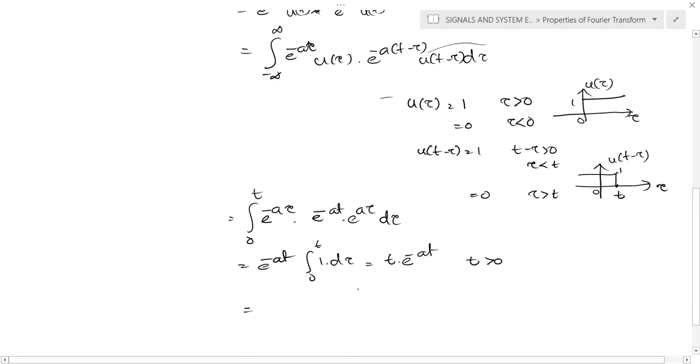You can write t into e raised to minus at, or since the signal is a causal signal which exists for t greater than 0, you can write t e raised to minus at into u of t. So this is the signal x of t, the inverse Fourier transform of 1 by a plus j omega whole square. Or we can think of it another way: if you find the Fourier transform of t e raised to minus at into u of t, you will get 1 by a plus j omega whole square.